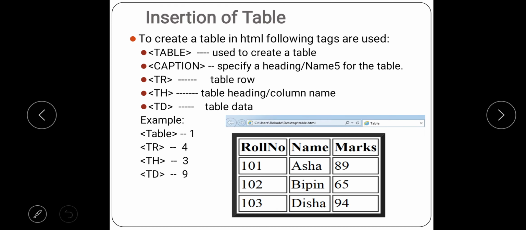So next is again an important part, how to insert a table into your web page. To create a table in a web page, there are some basic tags which are needed. So there is the table tag, caption tag, tr, th, td. I'll tell what exactly it is. The table tag, obviously, we need to create a table. The caption tag is generally used to give a heading or the name for that table. Then later tr, th, td.